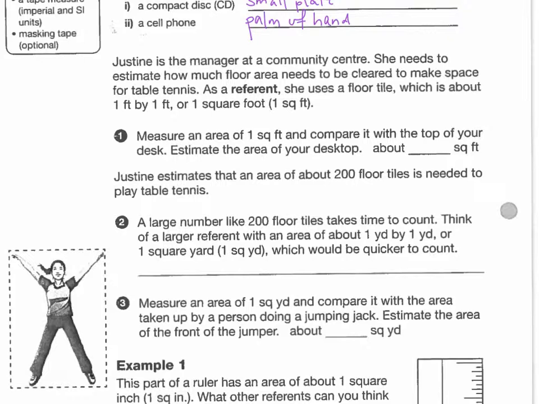Justine estimates that an area of about 200 floor tiles is needed to play table tennis. A large number like 200 floor tiles takes time to count. Think of a larger referent with an area of about 1 yard by 1 yard, or 1 square yard, which would be quicker to count. So a quick thing that comes to mind is like a school desk. That might be about a square yard.